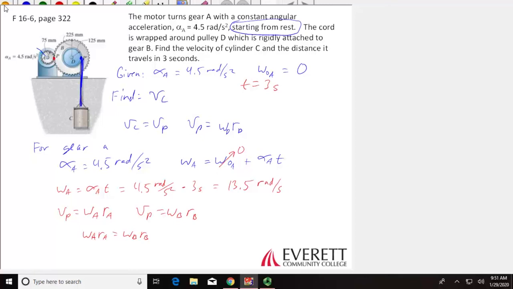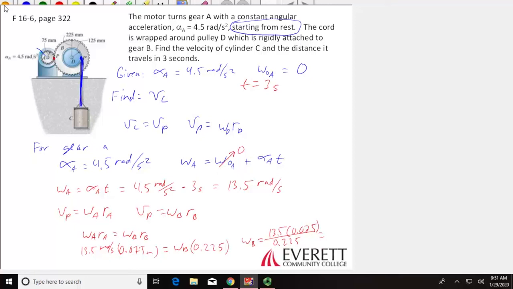I know omega A, that's 13.5 radians per second. I know RA is given as 0.075 meters, or 75 millimeters. And that's going to be equal to omega B times RB. Notice that it's RB and not RD. It's given as 225 millimeters. Solve for omega B, and that would be 13.5 times 0.075 over 0.225. Whatever we get there, we now know how quickly omega B is spinning, the angular velocity of omega B.